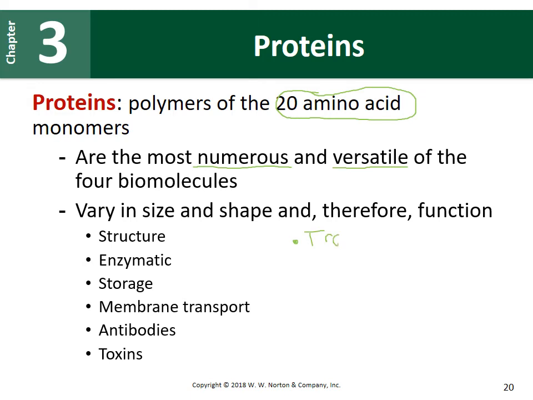Transport. The protein hemoglobin that is found in our red blood cells transports oxygen and carbon dioxide. Proteins are also pigments. They will give us our hair color, eye color, skin color. So proteins are basically molecules that have color to them. So there's a wide diversity of different functions. They're very numerous, very versatile.